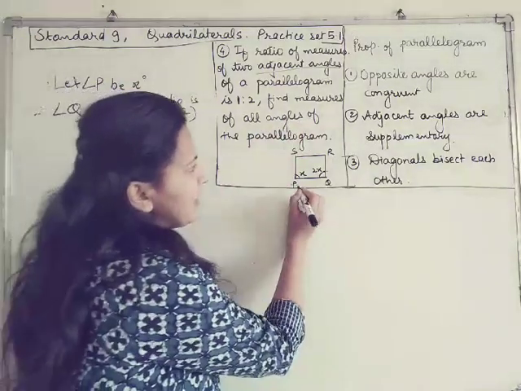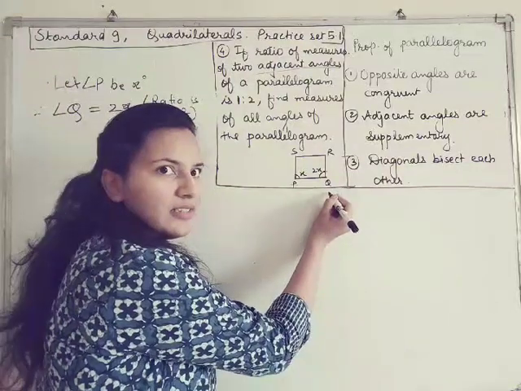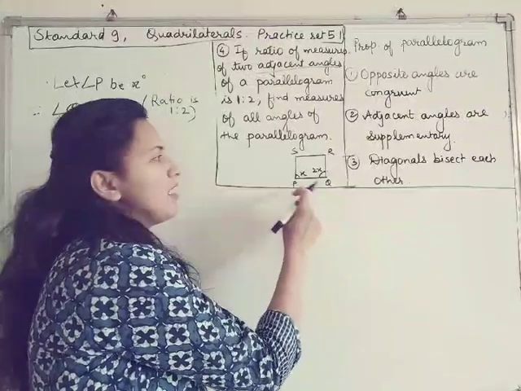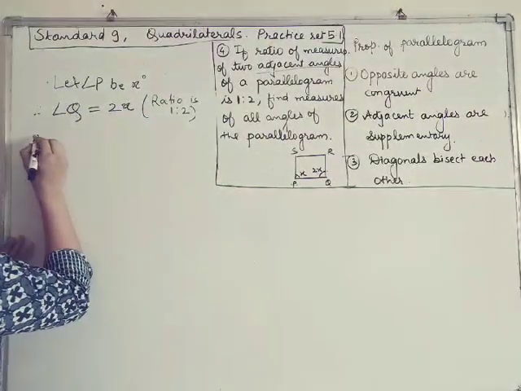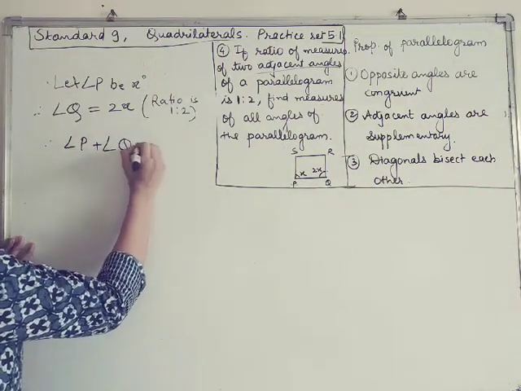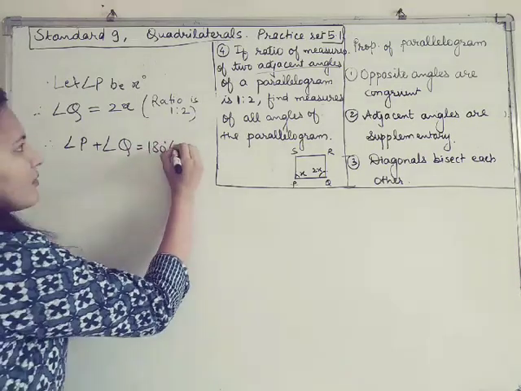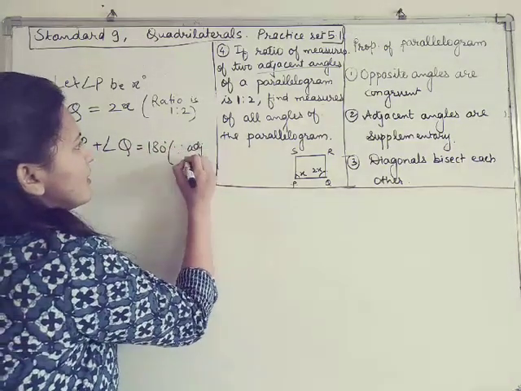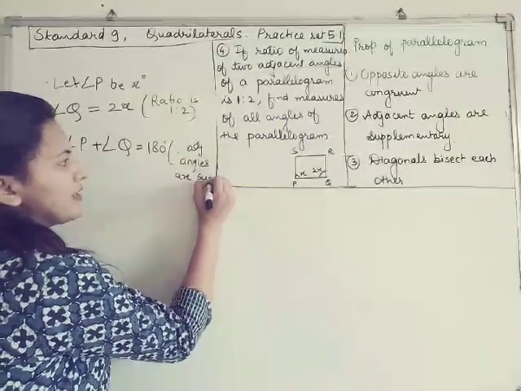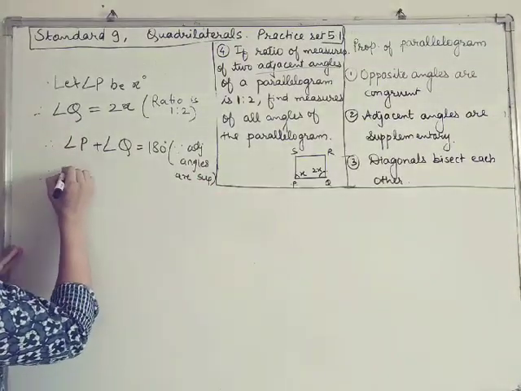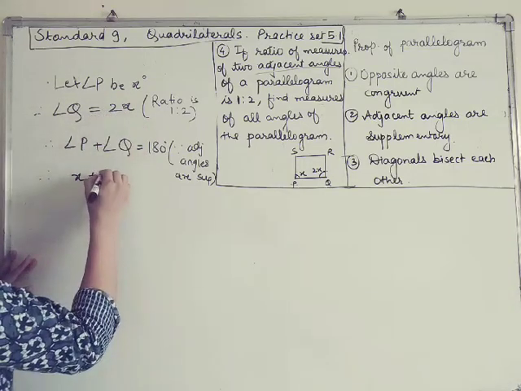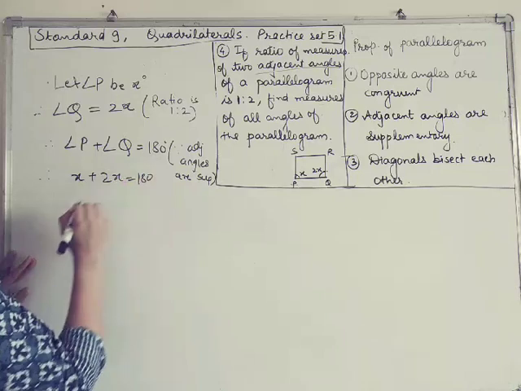If you see, angle P and angle Q are the adjacent angles of a parallelogram. So what is the property of adjacent angles? The adjacent angles of a parallelogram are supplementary. So by using this property, we will say angle P plus angle Q is equal to 180, since adjacent angles are supplementary. So we put the values: angle P is x plus angle Q is 2x is equal to 180.